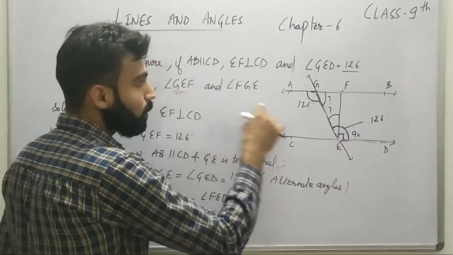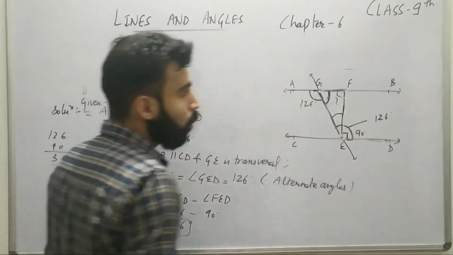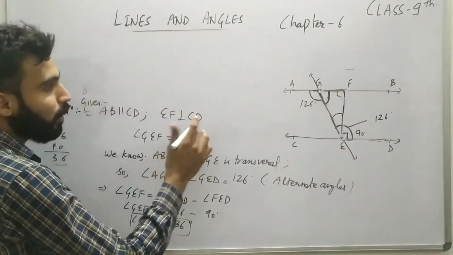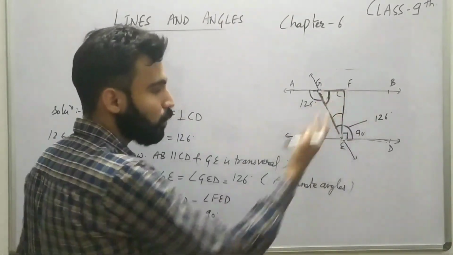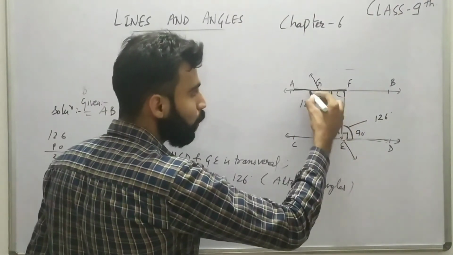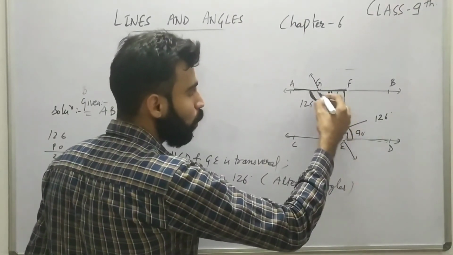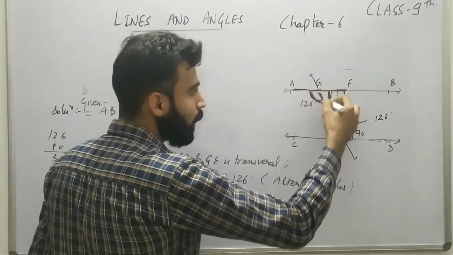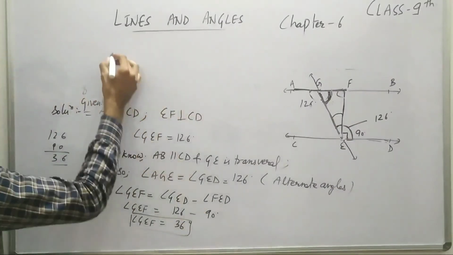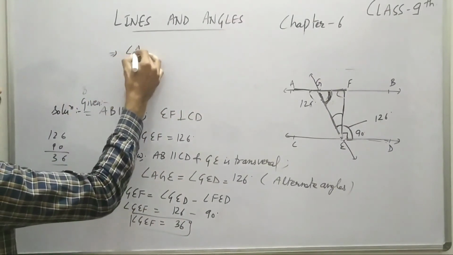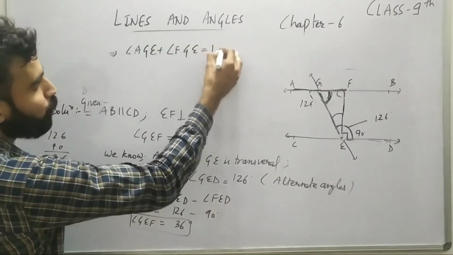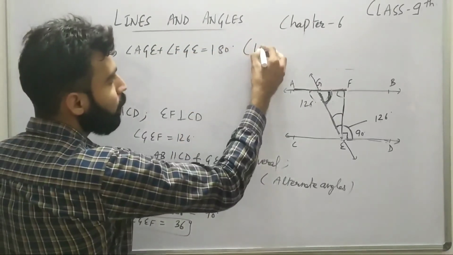Now the last one, that is FGE. Now we have to calculate this angle FGE. We can calculate it without moving on to the triangle. You know that this is a straight line, so this is a 180 degree angle, and we know that this angle is 126. So I will subtract 126 from 180. That will get me this angle FGE, right? So you can see here that angle AGE plus angle FGE is equal to 180 degrees. That means linear pair, right?